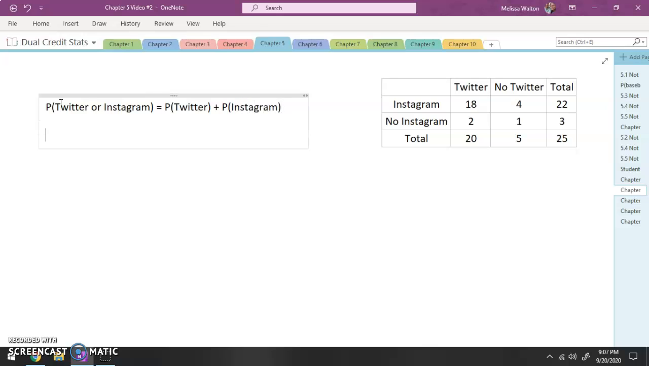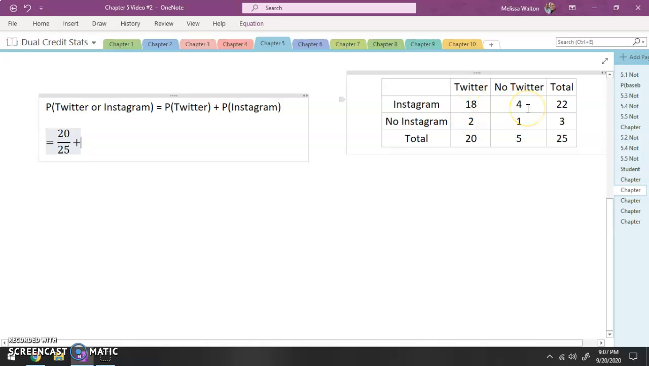Instagram. All right, well, if I were to do this method, the probability of somebody having Twitter, we have 20 people out of 25, so 20 out of 25 that have Twitter. And the probability of somebody having Instagram, that is 22 out of 25. Oh boy. And if you were to add these together, you would end up with 42 out of 25. No worries, you could just do this in your calculator.